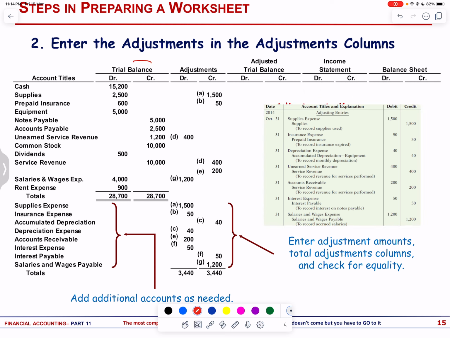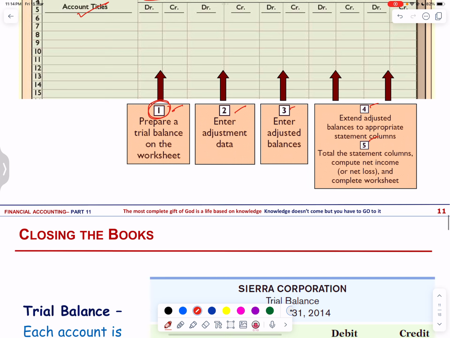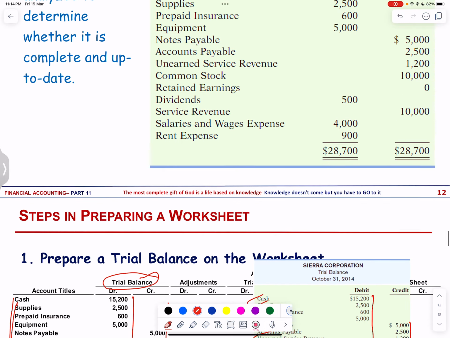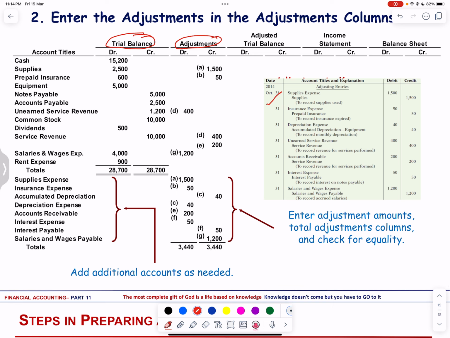This was from the trial balance, and now we are going to record these adjustments in the adjustment column. You can see over here that first of all we are going to prepare the trial balance, and then we are going to record the adjustment data. So when we are recording the adjustment data, you can see that supplies expense is debit and supplies is credit by 1500. So supplies is there and we are going to credit it by 1500. You can see we have a debit column and a credit column. The credit amount will go into the credit column.